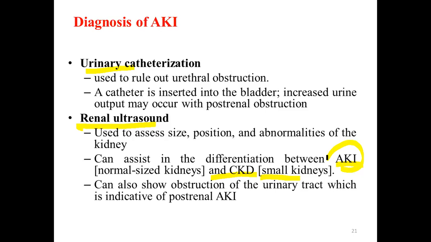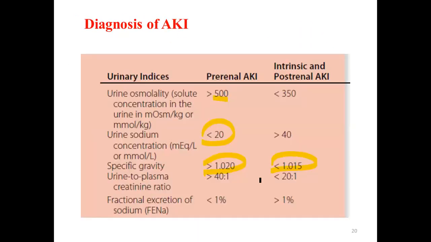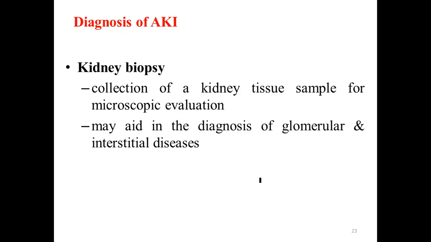Ultrasound can also show any obstruction in the urinary tract. That is very important, as it will give you an idea whether there is an obstruction in the urinary bladder. Of course, CT scan is also very important because it can give you a detailed picture about the presence of masses and stones. Then renal angiography, not a common procedure. This shows the blood flow through the kidney, and it will show whether the patient has any thrombosis or any renal artery stenosis. This can be ruled out by renal angiography. But generally speaking, those are the major kinds of tests. They range from identifying the serum creatinine level up to renal angiography. Those are the diagnostic modalities.